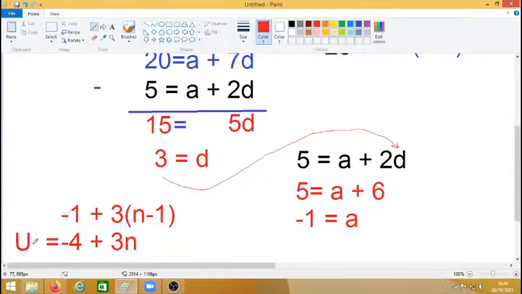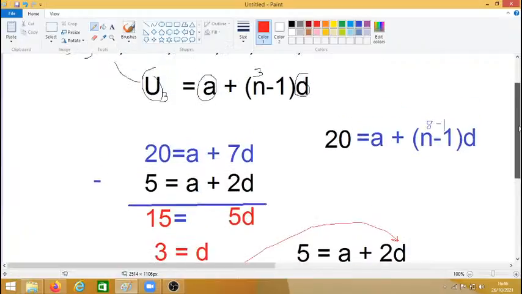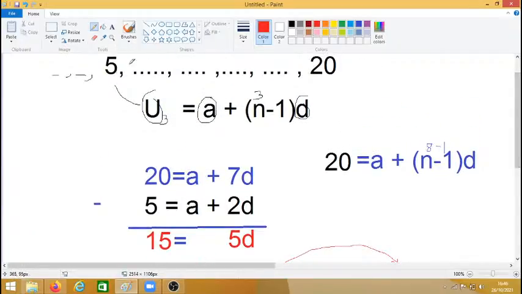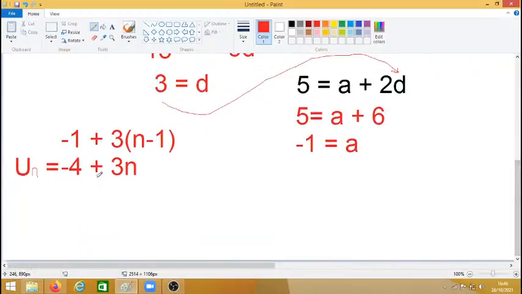We can check that formula by putting it back in. We know what the third term is, we know what the eighth term is. So let's try the third term. The third term is 5. So if we say un, n is the third term, so 3 times 3 is 9, minus 4 add 9 makes 5, so that's good. So that formula is pretty good to go.